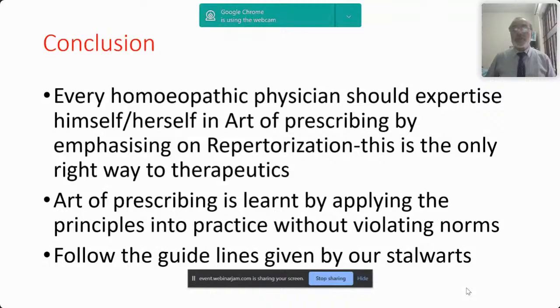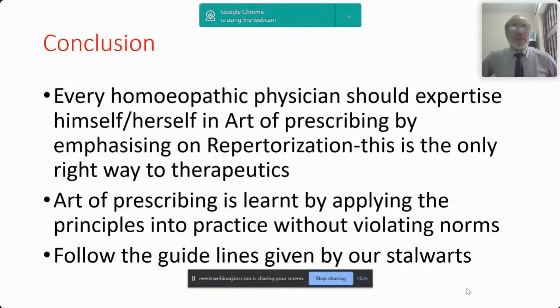And please don't be misguided by many people who are telling you use only delusions, use only dreams, use only observations, use only this mode, that mode. Don't use a single thing, use the totality, and totality is always advocated by repertory and repertorization. So go for totality, go for repertory. This is the only right way.